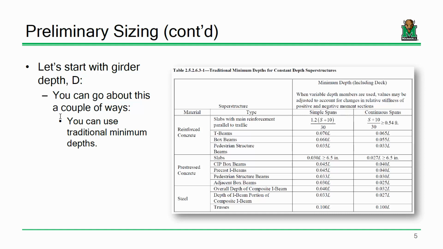Now, you can come up with a girder depth a couple of ways. If you open up the AASHTO spec, you'll see in Chapter 2, there's a table that lists traditional minimum depths of superstructure. So, for instance, if you're looking at, let's say, a pre-stressed concrete structure, and you're using precast I-beams, then a traditional minimum depth would be 0.045 times however long the bridge is, whatever the span length is. So if it's a 100-foot bridge, take 100 times this, and so that'd be 4.5 feet. So the girder would be about 4.5 feet deep.